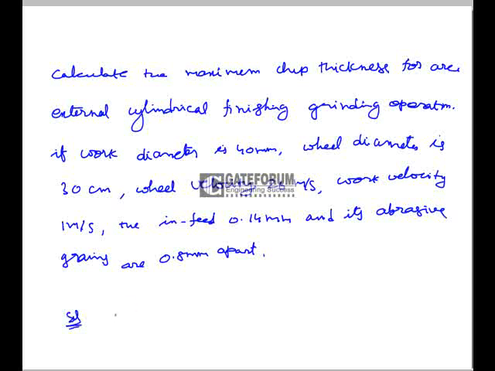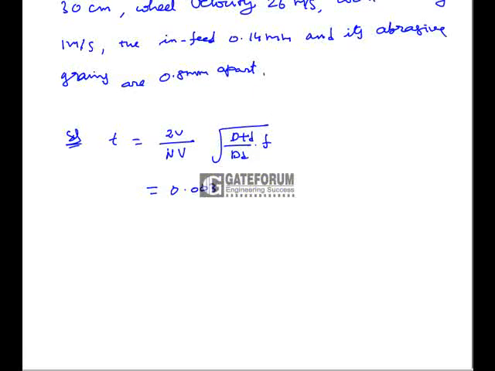Here the maximum chip thickness is given by 2 into small v by capital V into n into root of (d plus D by Dd) into f, where small v is the velocity of the work and capital V is the velocity of the grinding wheel, and n is equal to 1 by 0.8, that is the abrasive grain distance. Here capital D is the diameter of the wheel and small d is the diameter of the work and f is the feed. Now substitute all the values here and we get 0.00386 mm.